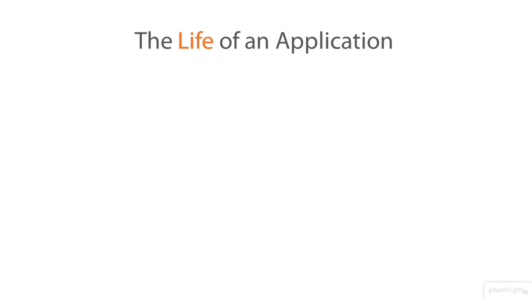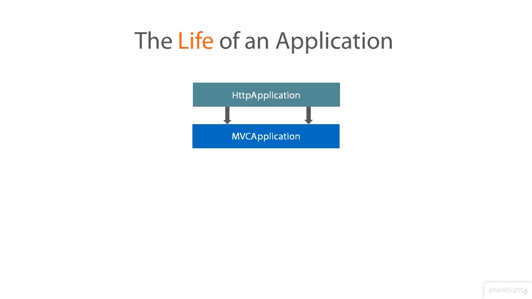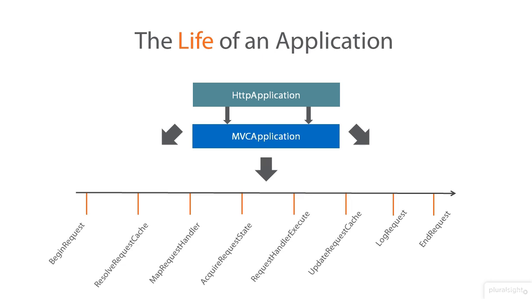At the heart of every MVC project is a class called MVC application, which can be found in the global.asax project file. This class inherits from the ASP.NET HTTP application class. HTTP application exposes a number of request lifecycle events that we can attach event handlers to and run our own code. Here you can see most of these events, which we glanced at earlier and we'll continue to discuss more in the next few lessons.